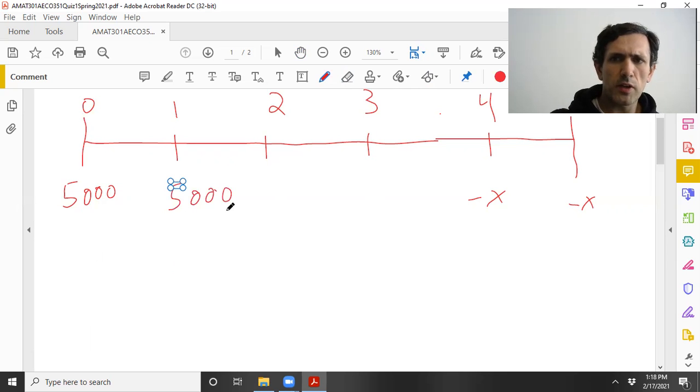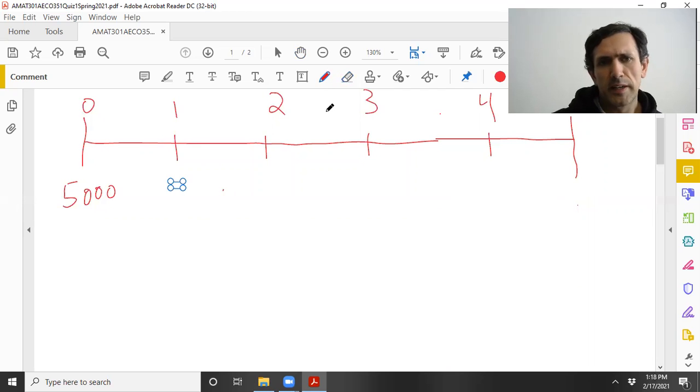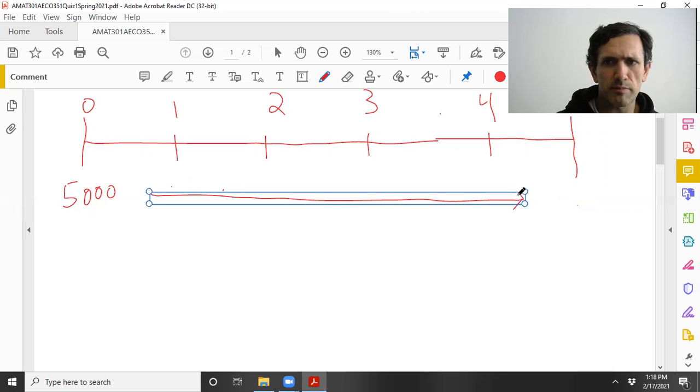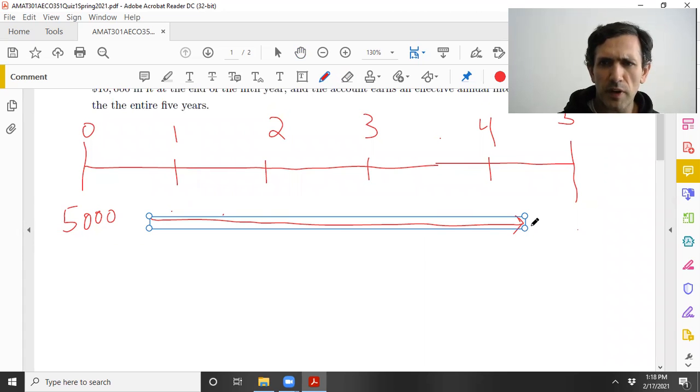Right. So let me erase and maybe redo the time diagram in a way more similar to how I did it in the videos, to maybe make it clearer exactly what accrues how much interest. So this 5,000 here accrues 1, 2, 3, 4, 5 years of interest. So it's 5,000.